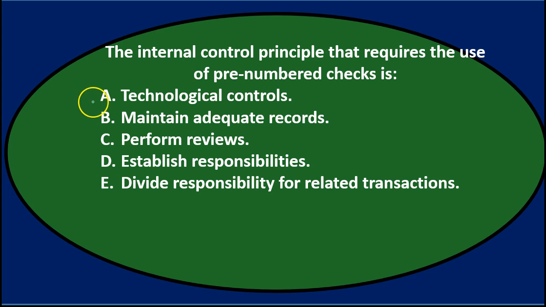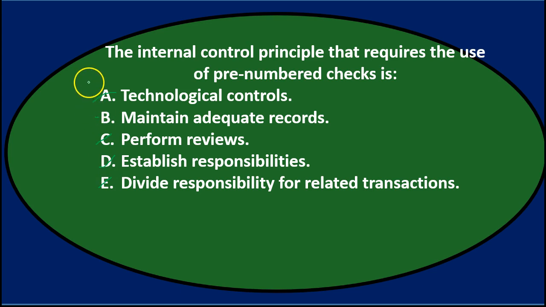I don't think it's technological control to have the pre-numbered checks. B, maintain adequate records. That sounds reasonable, it might help with the maintaining of records. C, perform reviews. I don't think the pre-numbered checks, we could use the pre-numbered checks in a review, but I don't think that's part of that principle specifically. D, establish responsibility. I don't think the pre-numbered checks establish responsibility particularly. E, divide responsibility for related transactions. I don't think that's it either. I think we're left with B, maintain adequate records.